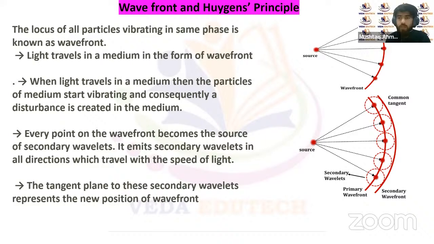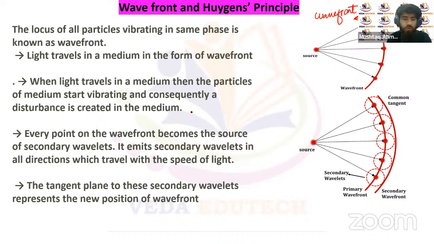So these are the particles which are in the same phase, or we can say this is the wavefront. This is the locus of particles which are in the same phase, and we call it a wavefront. Now, each and every particle on this wavefront will become a source of secondary waves.